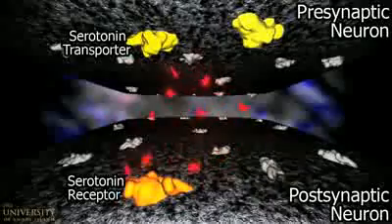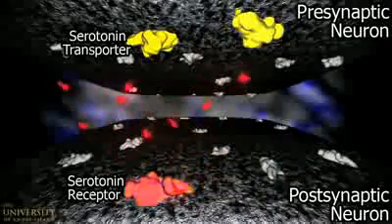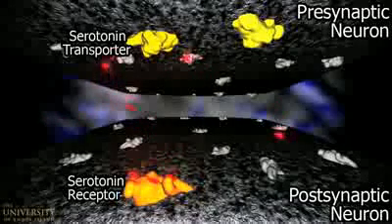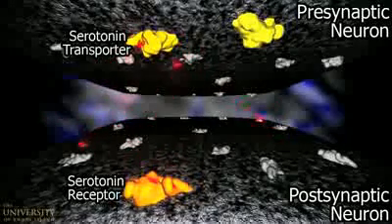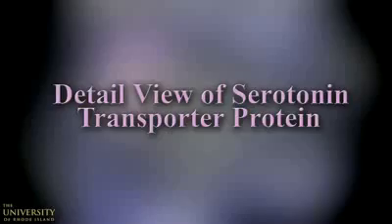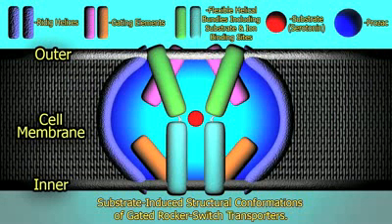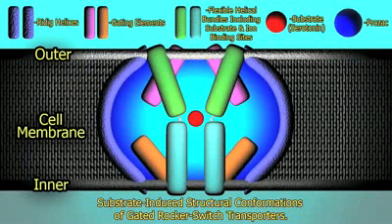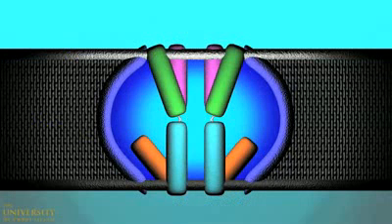Excess serotonin is either deactivated at the synapse by metabolizing enzymes such as monoamine oxidase, or retaken back through the serotonin transporter reuptake protein as highlighted here. Here is a detailed view of the membrane-bound serotonin transporter protein based on a 2008 article in Science. As you can see, this transport protein's reuptake mechanism is a substrate-induced structural conformation of gated rocker switches.